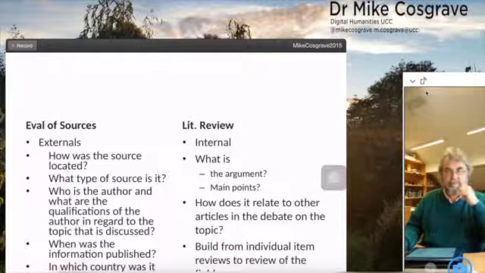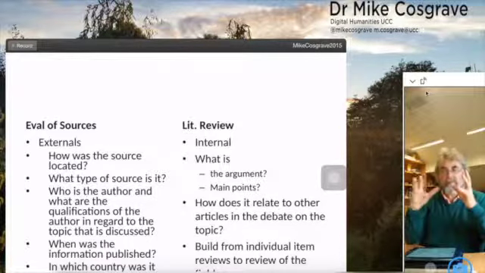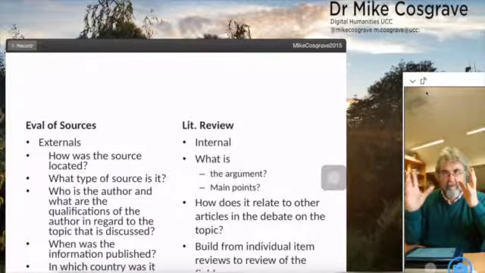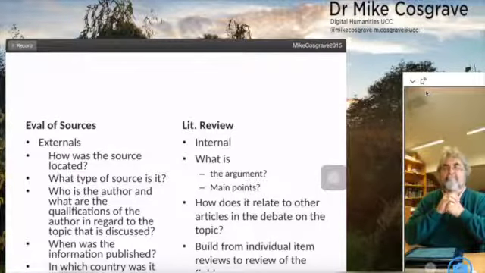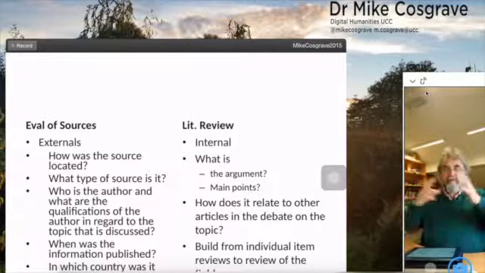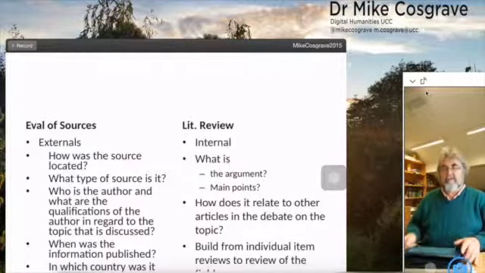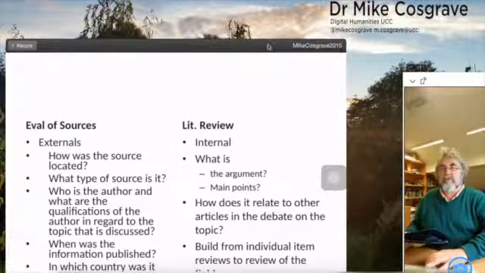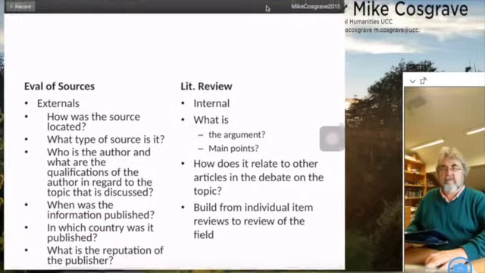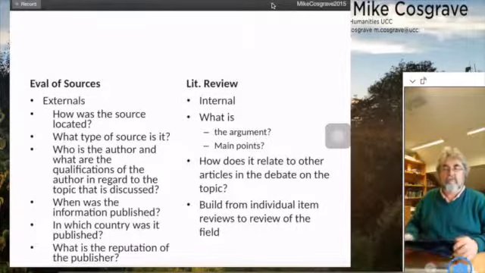In a literature review, we're looking at the argument within the particular pieces of work and how they relate to one another. So I asked people previously to mind map an article in order to expose the argument that an individual article makes. And in the literature review, what we're looking at is to see how those refer to one another.